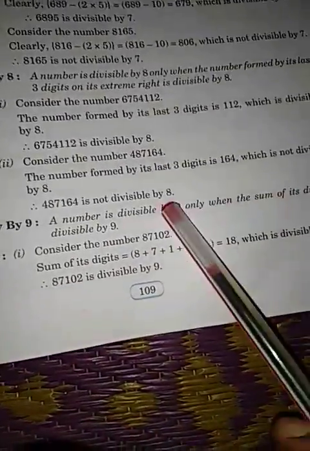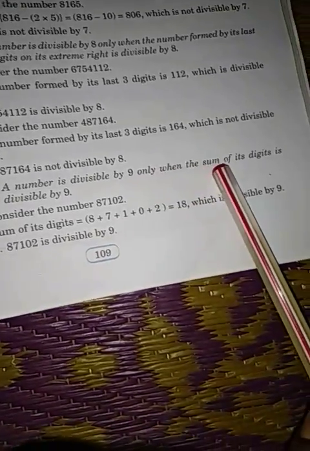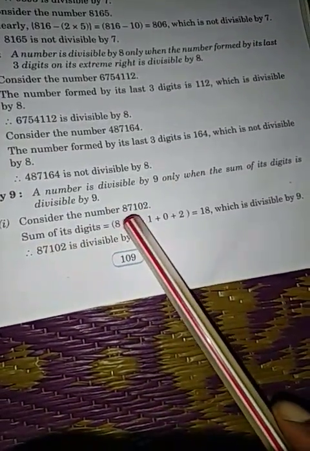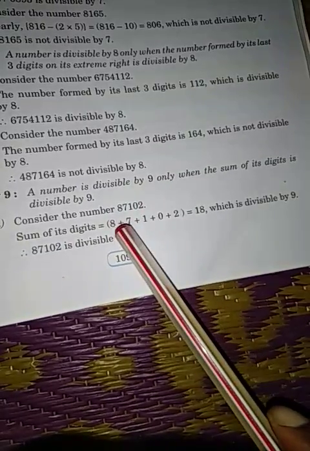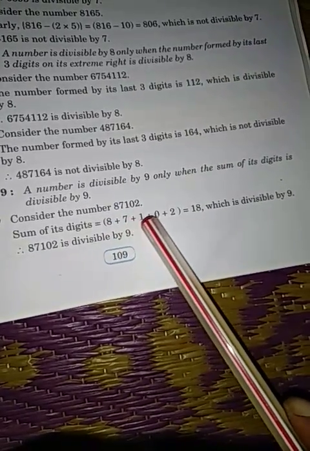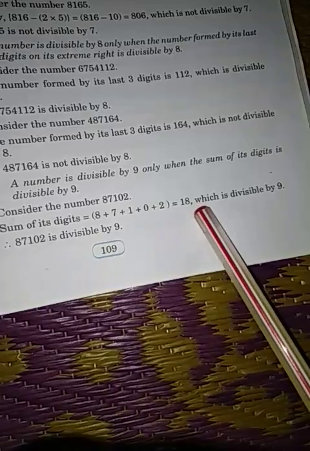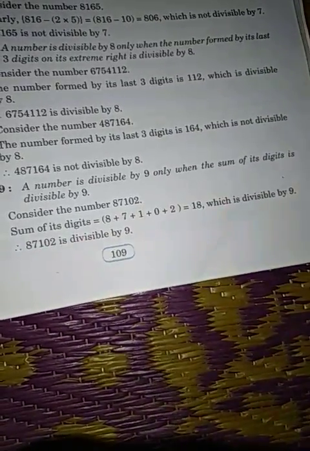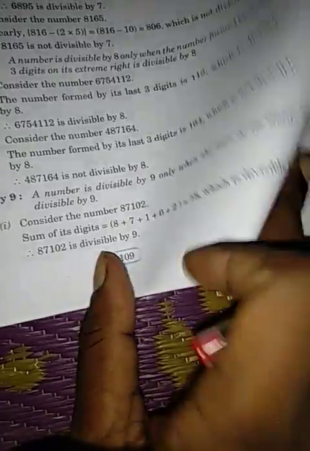Divisibility by 9. A number is divisible by 9 only when the sum of the digits is divisible by 9. Consider the number 87,102. Now the sum of the digits 8 plus 7 plus 1 plus 0 plus 2 is equal to 18. This 18 is divisible by 9. So the number 87,102 is divisible by 9.